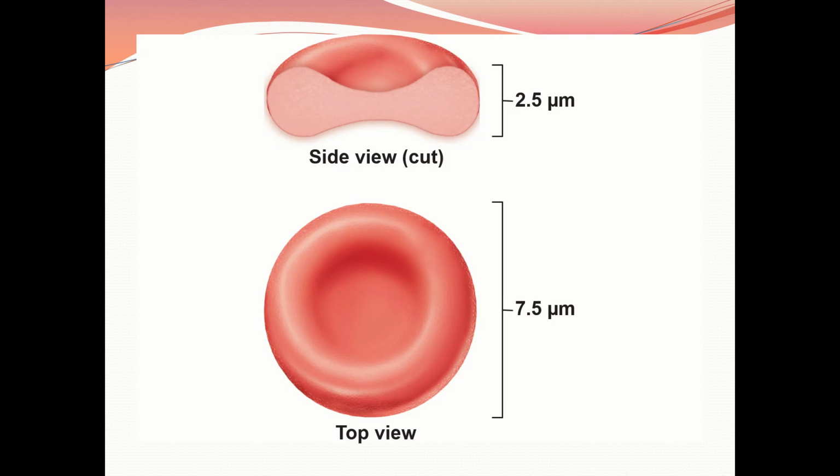This is a view of the biconcave disc. You can see that the pressed insides show where the nucleus once was. This allows for that flexibility as the red blood cells move through capillaries. They can bend and flex. They don't get jammed up.